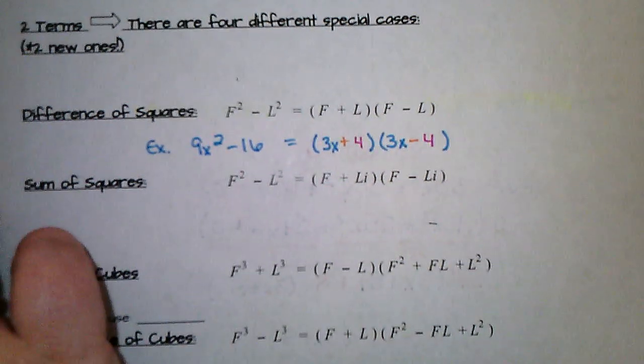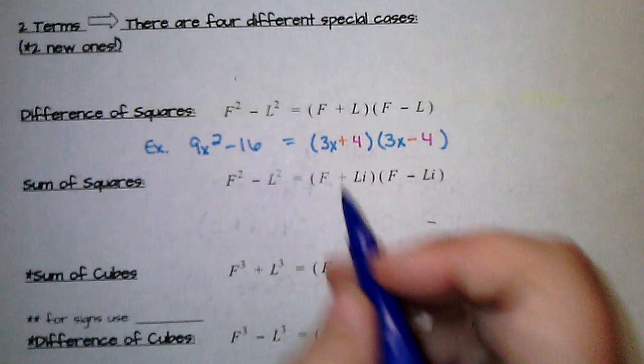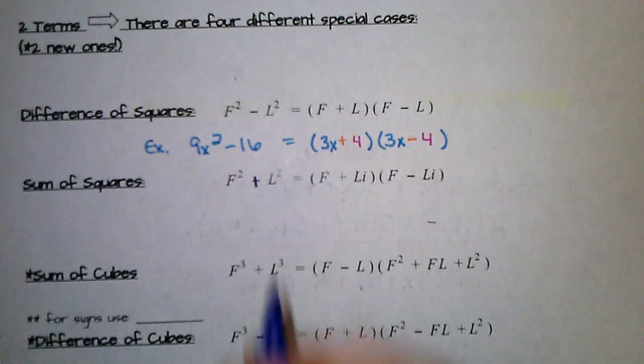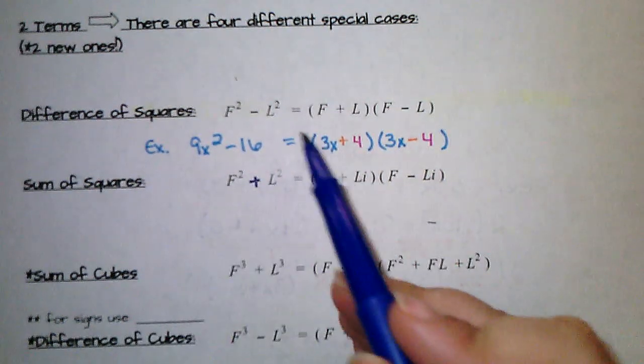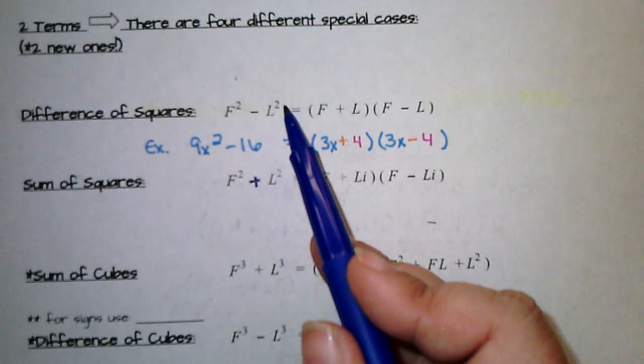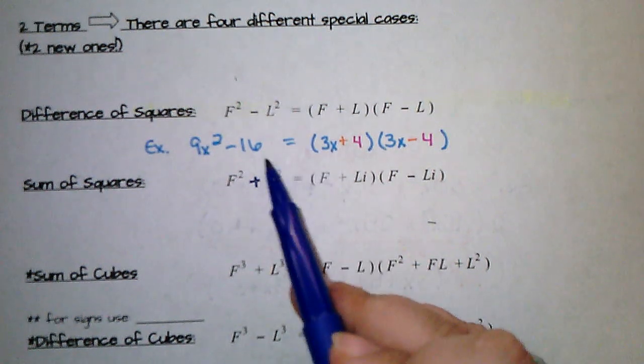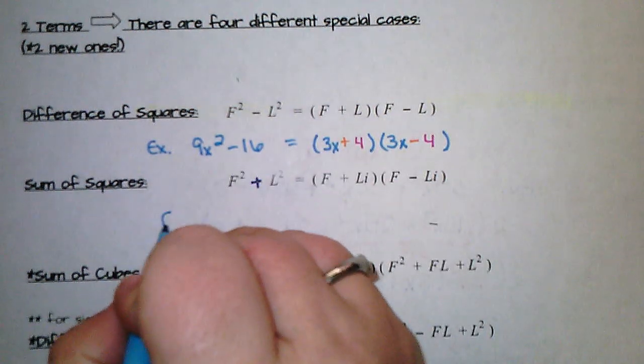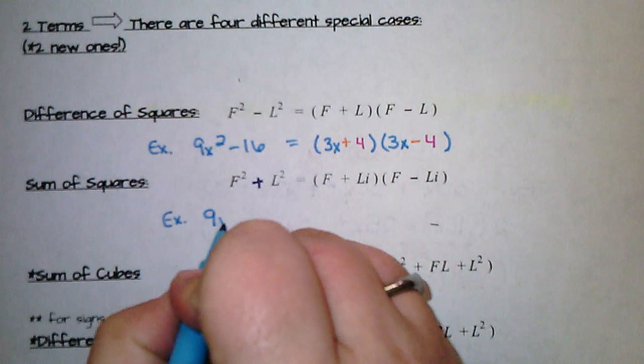Now for sum of squares, oops, Mrs. Black had a typo. Sum of squares, everybody change this for me, please. Sum of squares should have a plus sign right there. So sum of squares is different from difference of squares. Difference of squares will have subtraction. Sum of squares will have addition. So please make that change for me. But it will look pretty similar when you're given a problem.